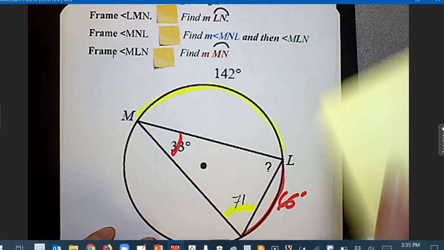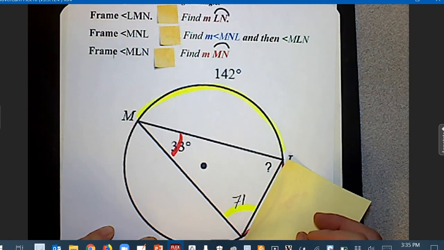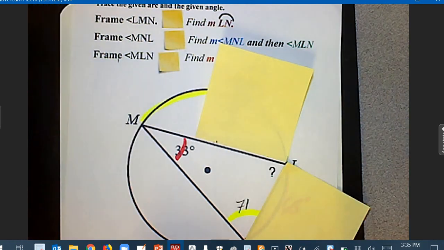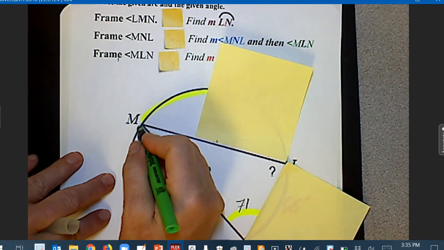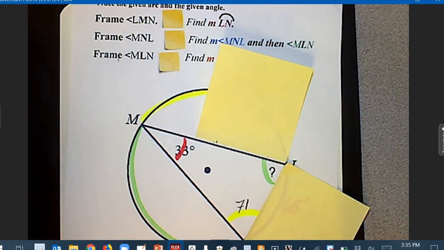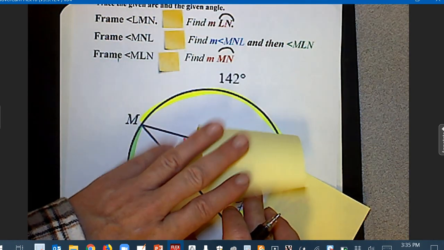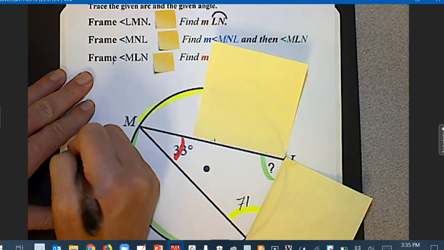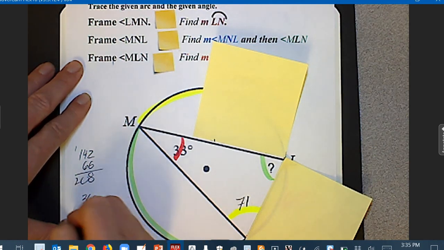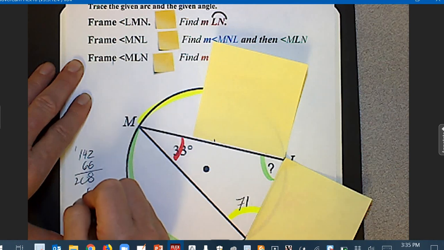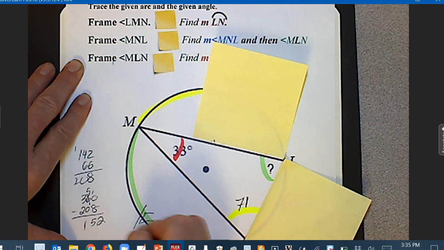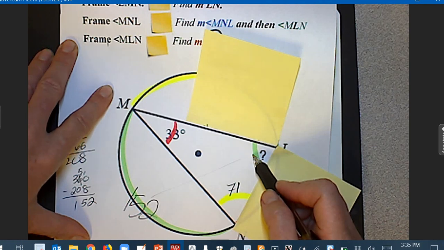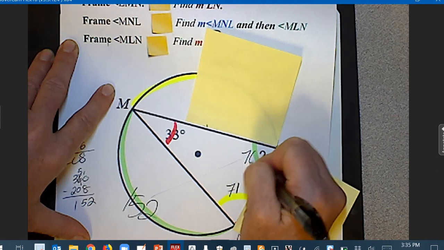And then you want to frame MLN. We want to find this angle out here, this arc, if you will, because it's going to go with this angle right there. So we have 142 and 66. That's 208. 360 minus 208. So we found that this is 152. This angle back here is inscribed, so it's half of 152. It means it's going to be 76 degrees.